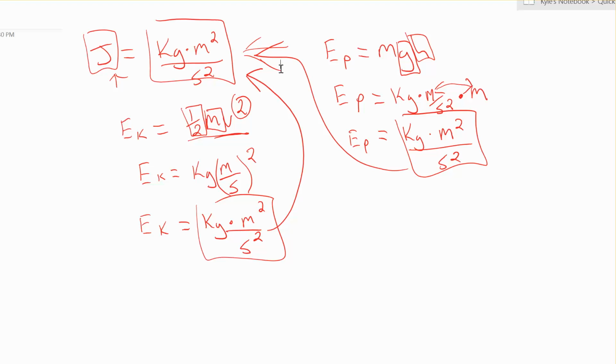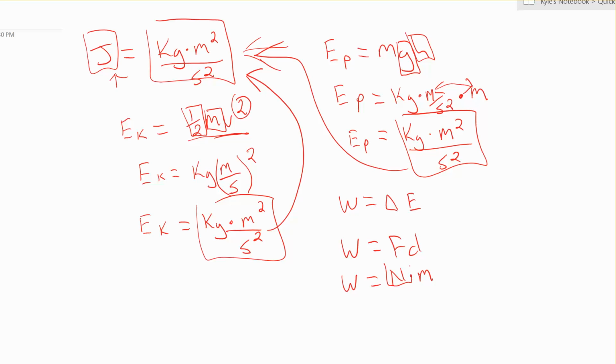Okay, one last thing. We know that work is just a change in energy. Remember, work is equal to change in energy. So really, work should have the same units as well. So let's see if that works out too. What's the formula for work? Work is equal to force times distance. The units for force are newtons, and for distance are meters. Well, that's not really what we wanted.